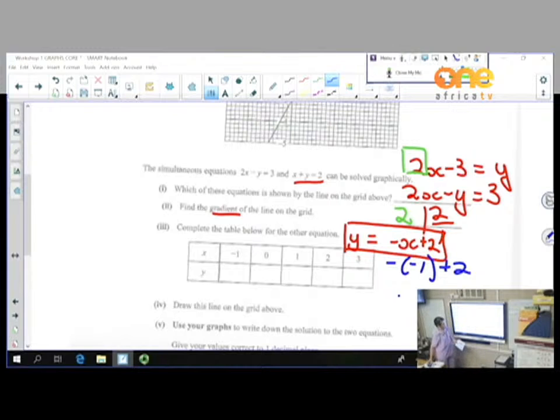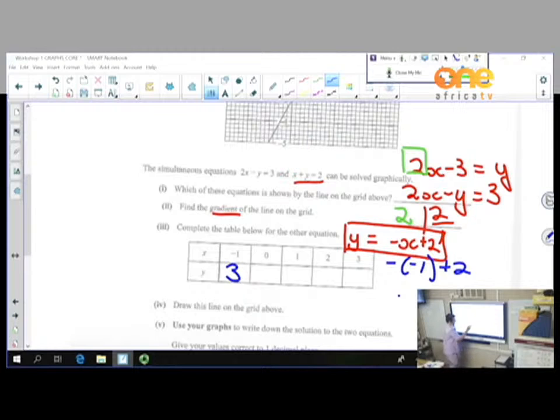Okay, so what do we get? The brackets are vitally important. Otherwise, you're going to have wrong answers. Negative, and then brackets negative 1 plus 2 is equal to. Okay, and my answer is 3.